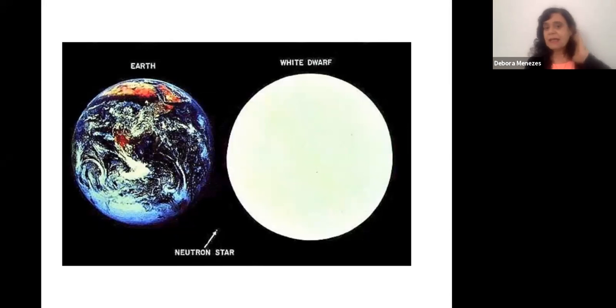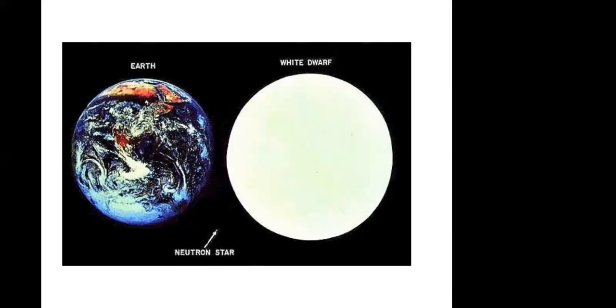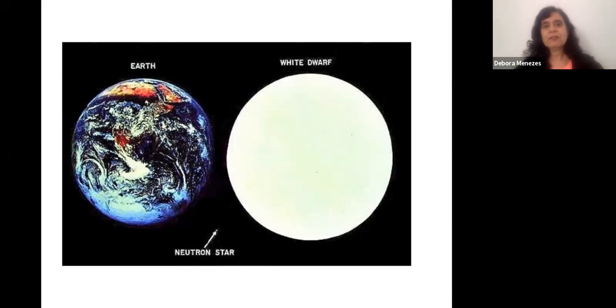Okay. But anyway, so that you have an idea of scales, we can see here on the left-hand side, the Earth, and then a white dwarf, and then a neutron star. So really a very compact object, very, very dense as compared with the other two.